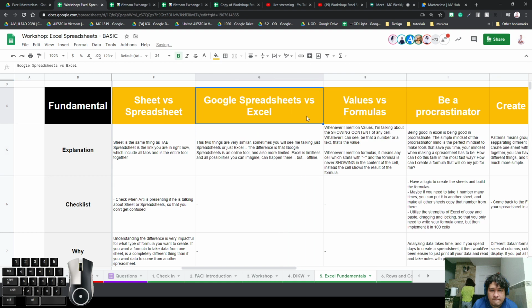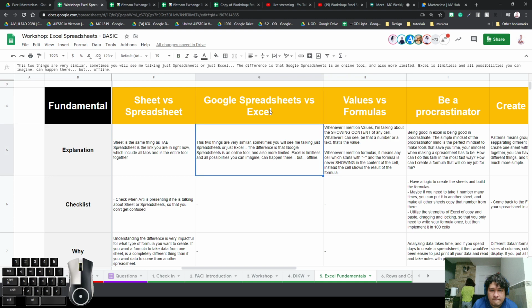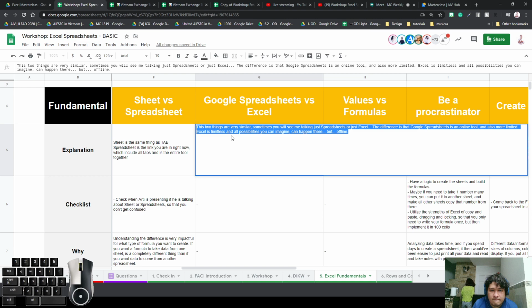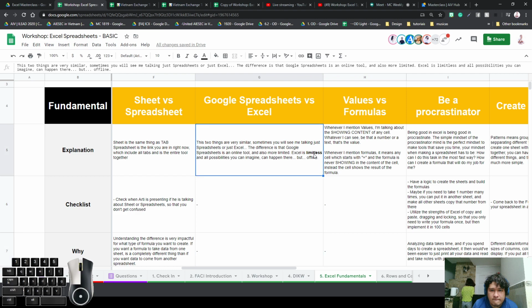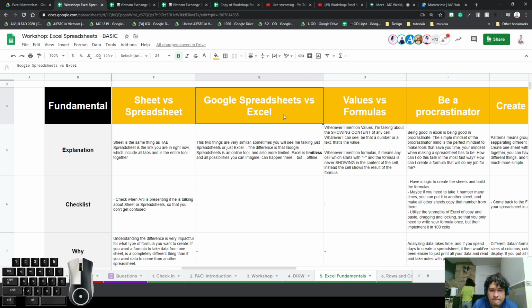Also, what's the difference between Google Spreadsheets and Excel? That's a beautiful question. Basically, Google Spreadsheets is just an online thing, and the thing with Google Spreadsheets is that you have fewer options. To be honest, Excel is limitless. You can do literally everything in Excel, and it's a bit more difficult to learn, but it also solves all your problems because it has so many functions. We can talk about the functions later. But Google Spreadsheets is still good enough for everything that we need in Isaac.